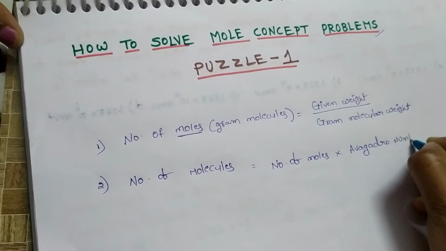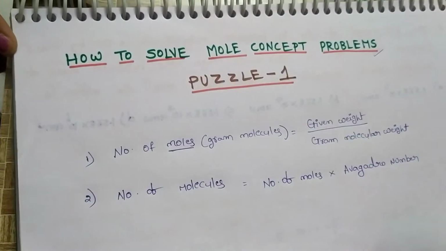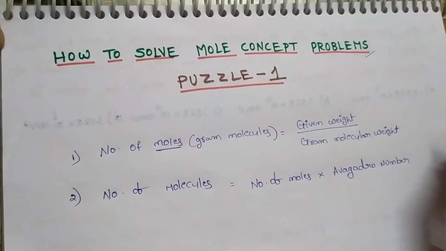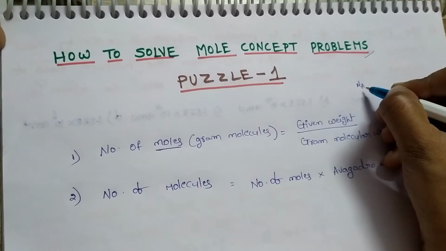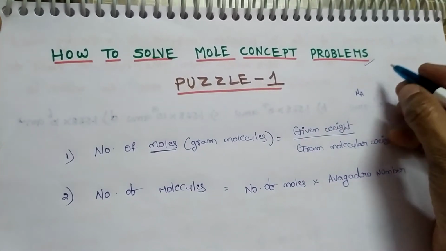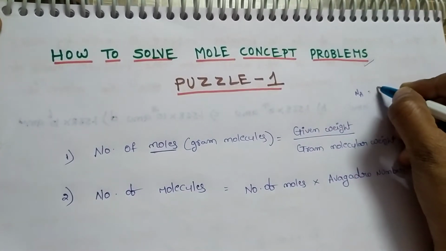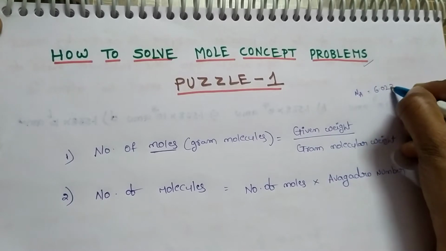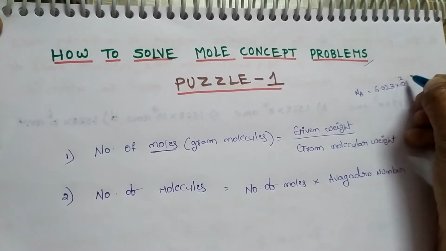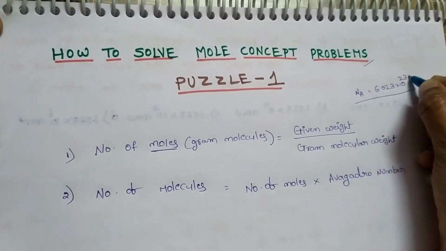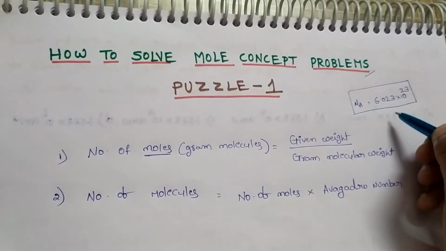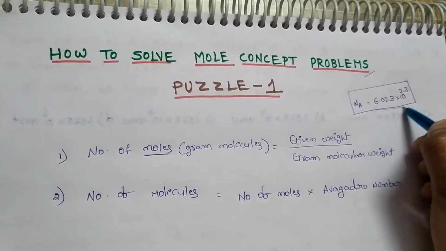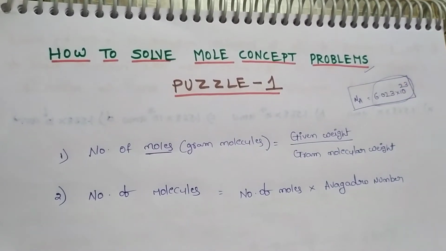number. What is this Avogadro number? This Avogadro number is represented with the letter Na or N with suffix A. Its value is 6.023 into 10 to the power of 23. This value is fixed. So wherever we get the Avogadro number, we have to use this number, right?